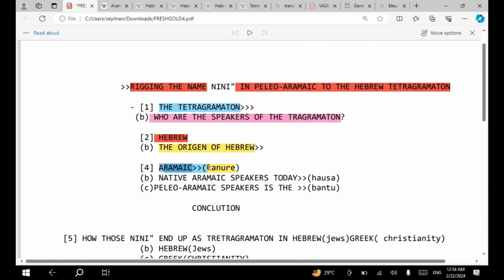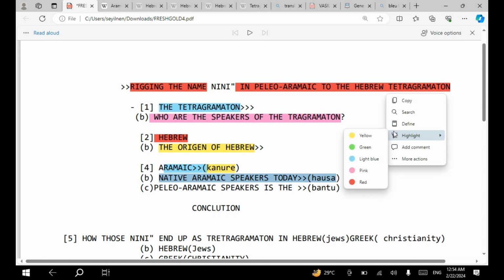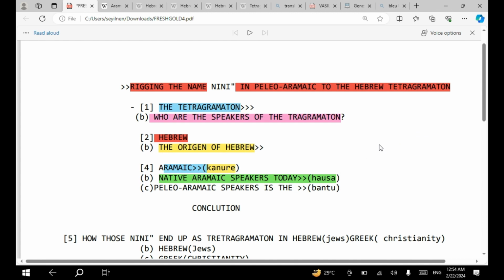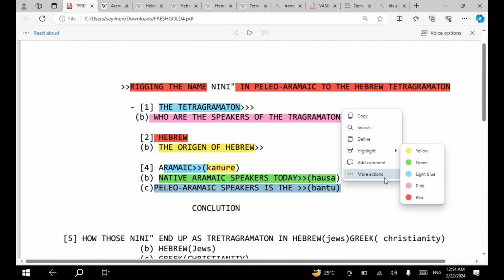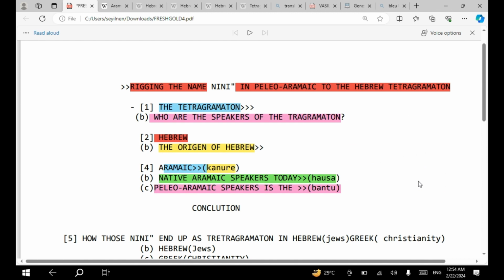Aramaic. I prove it to you that they are what? The Kanuri, right? And then the native Aramaic speakers today are the Hausas. Which I prove to you, they are the Afro-Asiatic. The native Aramaic speakers today are the Hausas. And then the Paleo-Aramaic today is the Bantu.